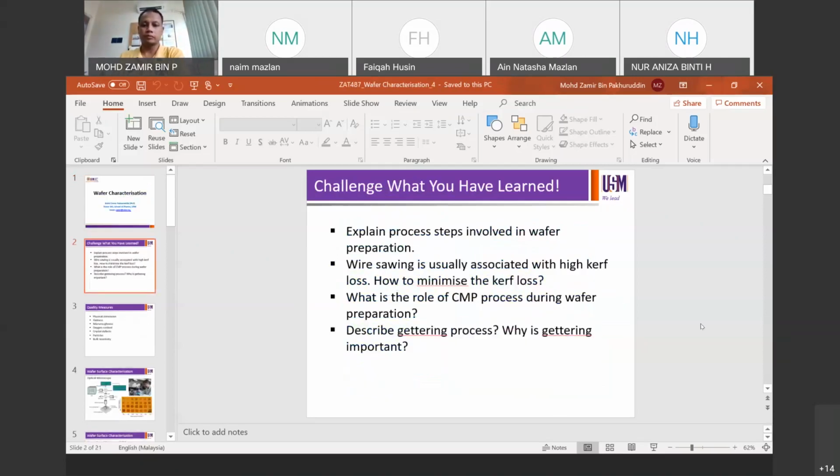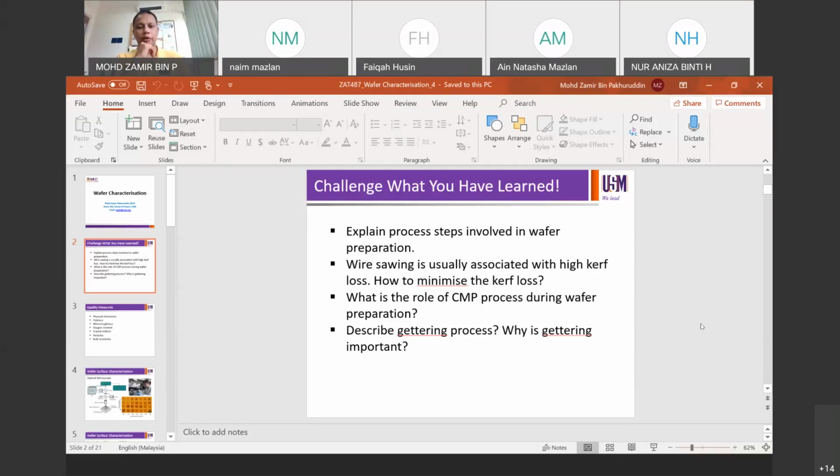Okay. So why is sawing usually associated with high kerf loss? How do we minimize kerf loss during the cutting process? Thinner wire, yep, very good. Ada lagi, other approach. Thinner wire is obvious, okay. So the thinner the wire you use, then the lesser the portion that's going to be wasted. So that's why we call it kerf loss.